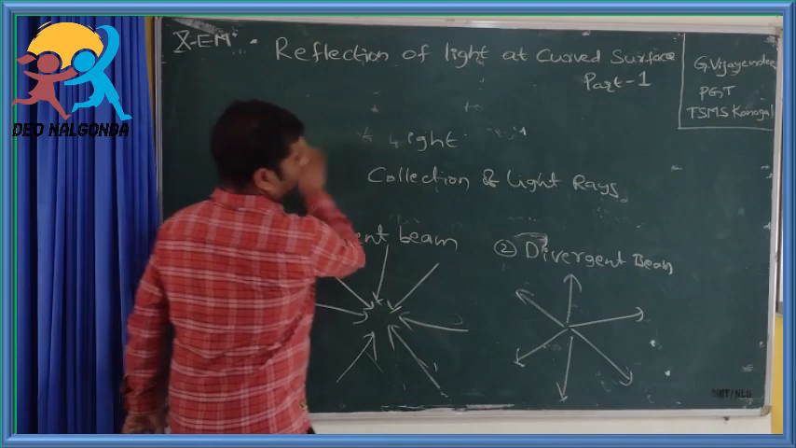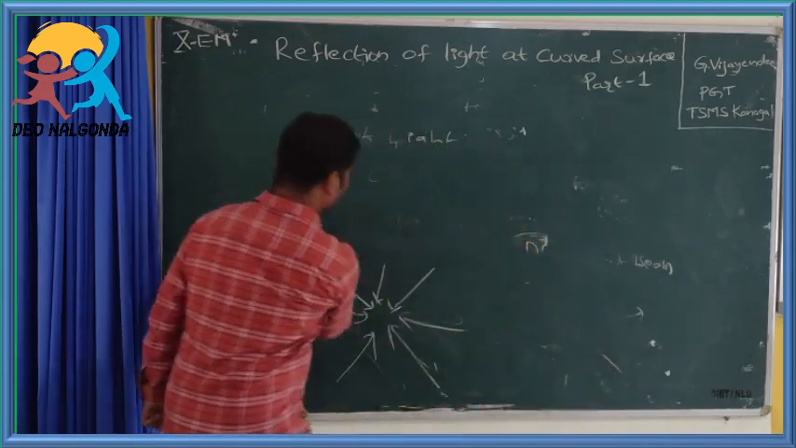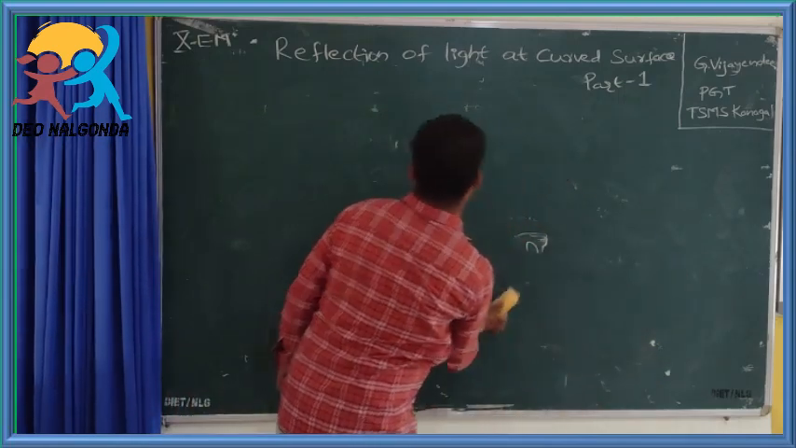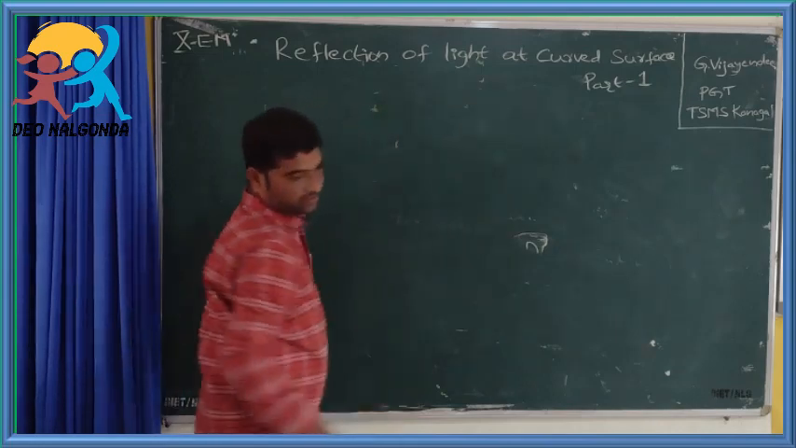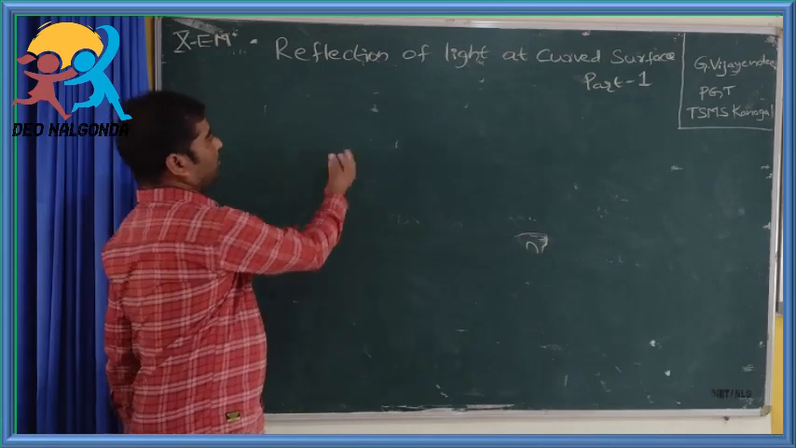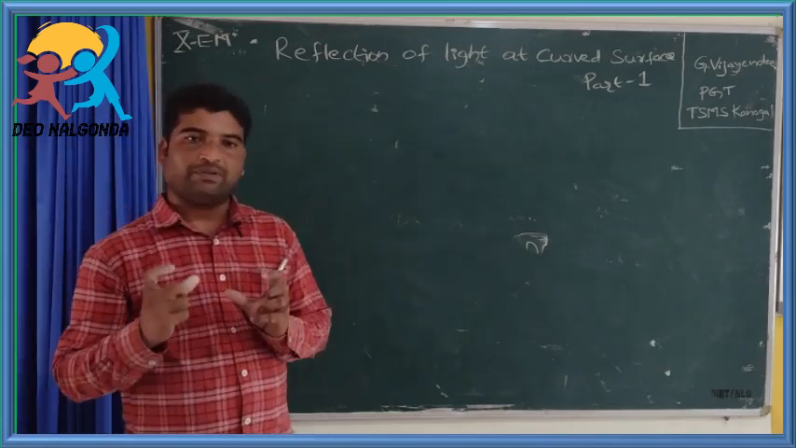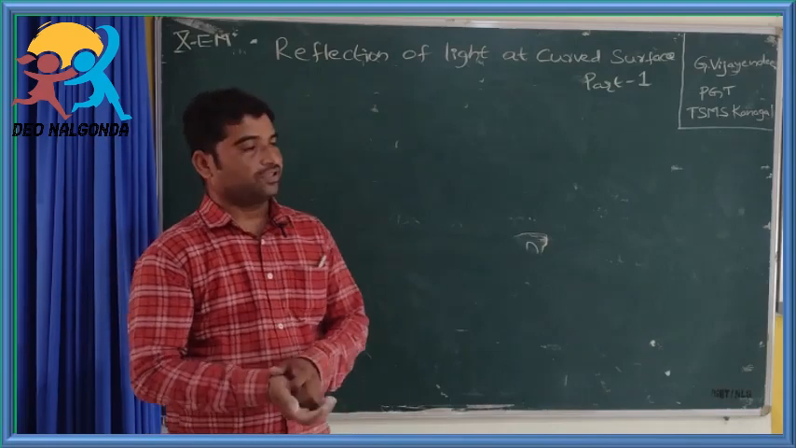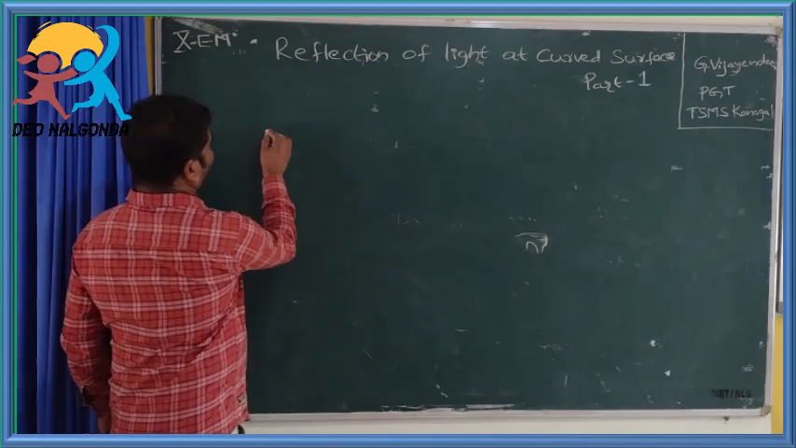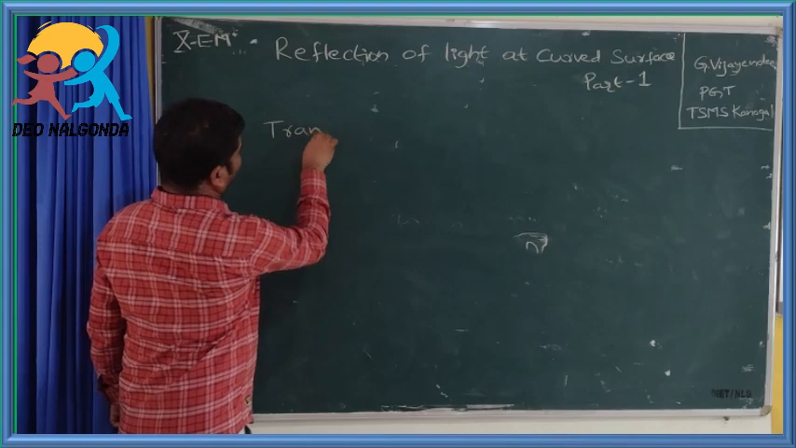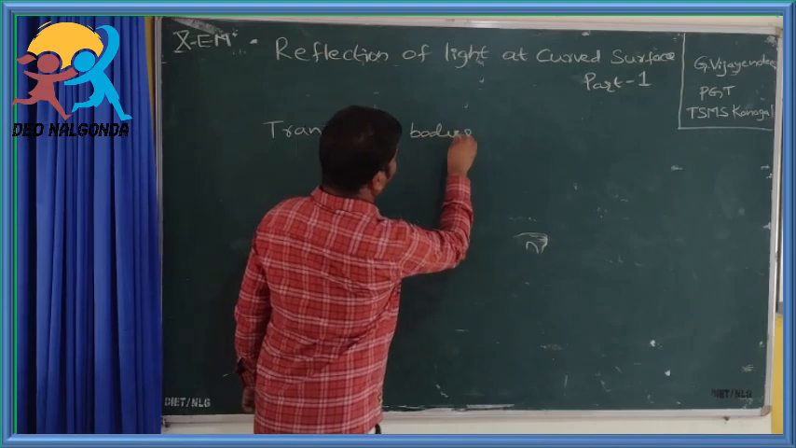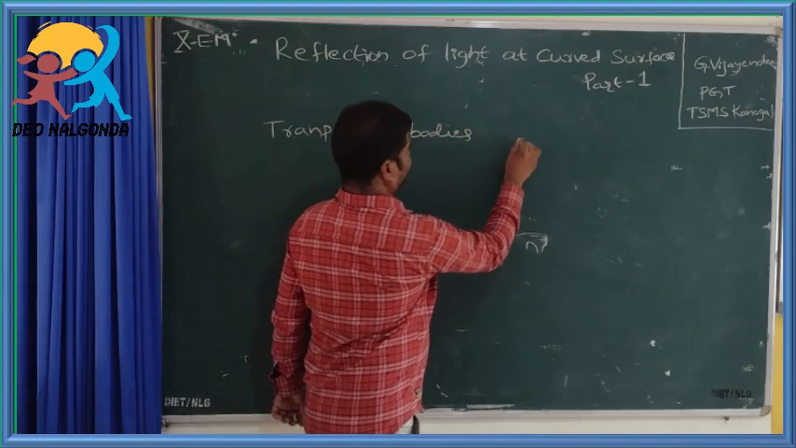Now second, reflection of light. Before that, some objects allow light to travel through them and some do not. If you take this board, light cannot travel through the board, but if you take the glass, light can travel through the glass. So all objects can be divided into two types. One is transparent objects or transparent bodies, second one is opaque bodies.